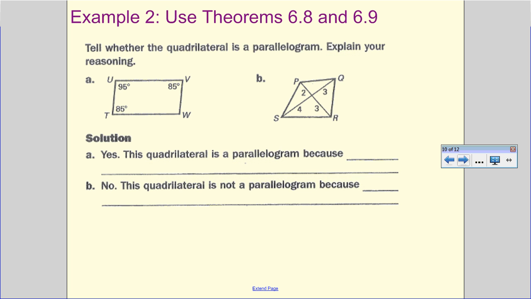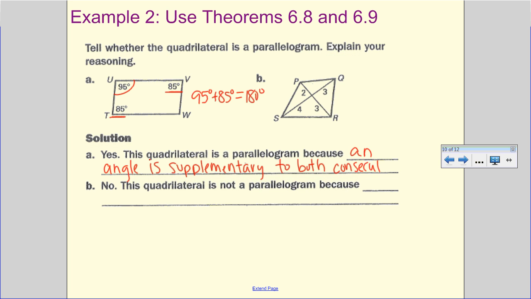Explain your reasoning. So if I look at A, I have one pair of opposite angles. I don't have another one, so I can't use opposite angles being congruent. But what I can do is take this 95 and compare it with the 85. Now I only have to add it one time. So 95 degrees plus 85 degrees does equal 180 degrees. So the answer is yes, because an angle is supplementary to both consecutive angles. And you could abbreviate supplementary and angles in there, but that's what we're looking for.